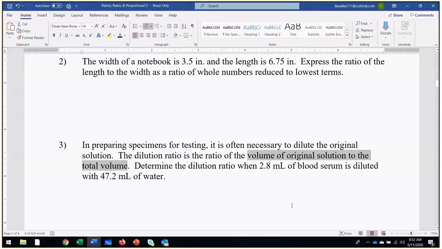So we need the original solution. And again, that's the blood. It's whatever you're working with, whatever you're diluting. We need that to the total volume.